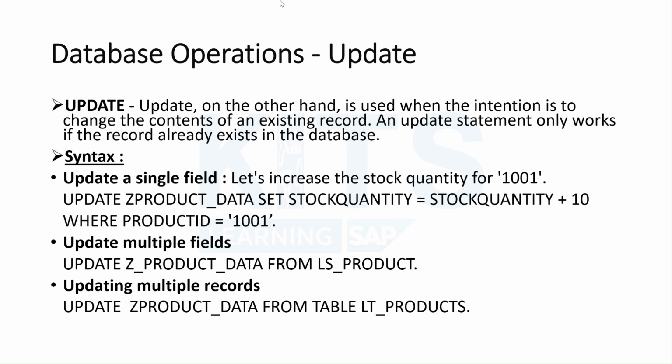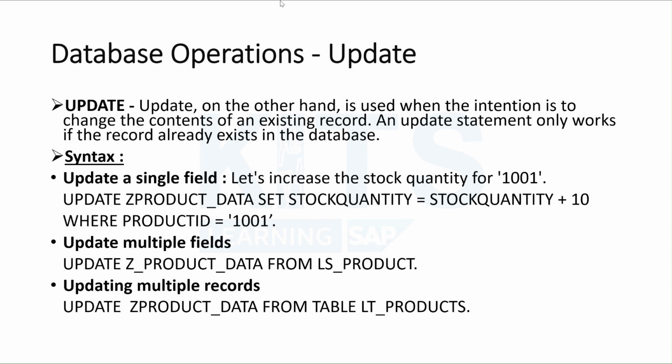Update, on the other hand, is used when the intention is to change the contents of an existing record. An update statement only works if the record already exists in the database. If the specified primary key cannot be found, no update occurs and the database remains unchanged. Update modifies only specific fields while keeping the primary key intact.